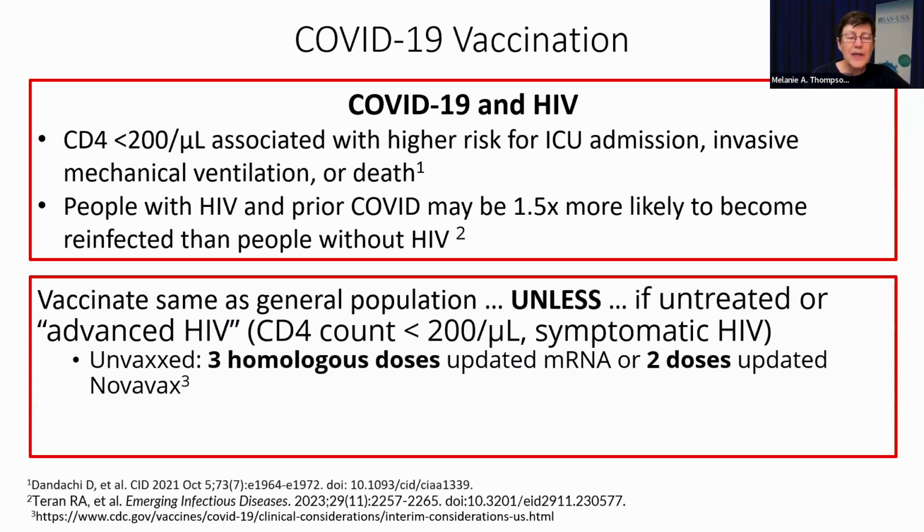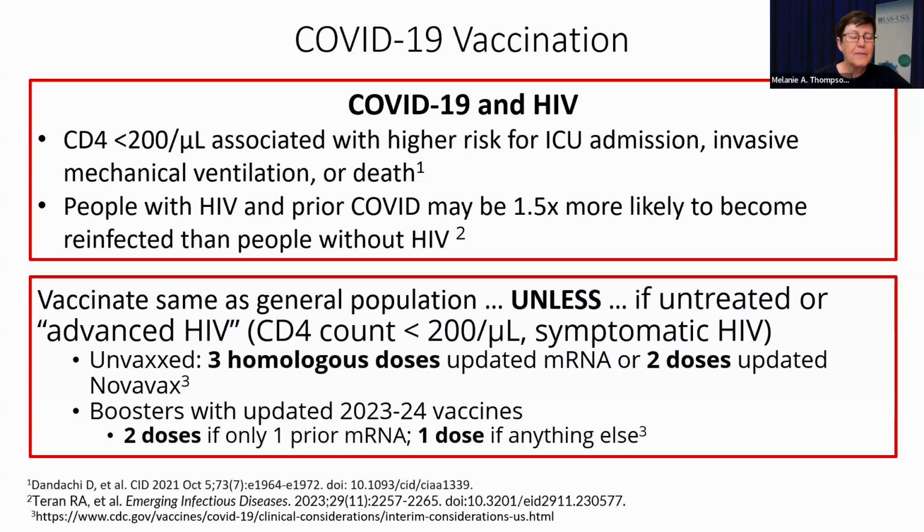So it's really important that we vaccinate everyone with HIV. The principles are pretty much the same as with the general population, as long as their CD4 count is good. But for those people who have advanced or untreated HIV with a CD4 count less than 200, if they have not had any vaccines, we want them to have 3 homologous doses, that if they're Pfizer, all Pfizer, of updated mRNA, or 2 doses of the updated Novavax vaccine.